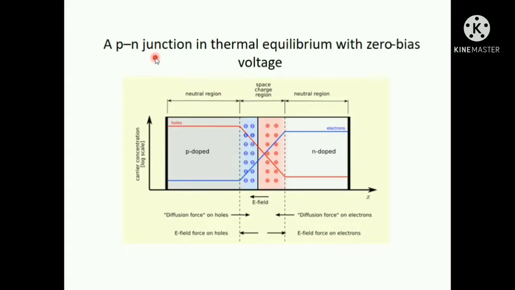Here we have shown a PN junction in thermal equilibrium with zero bias voltage. A PN junction is generated when one side of a pure semiconductor is doped with acceptor impurity, making P region, and the other side is doped with donor impurity, making it N region. So on P side, the majority carriers are holes, whereas on N side, holes are in minority. On N side, majority carriers are electrons and they are in minority on the P side region.